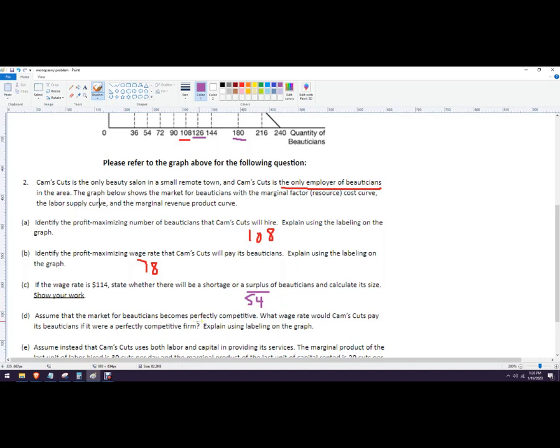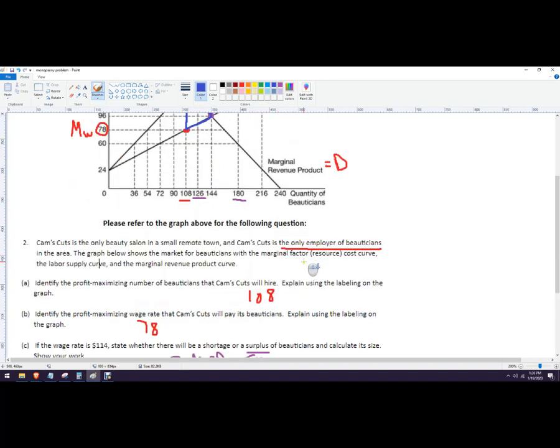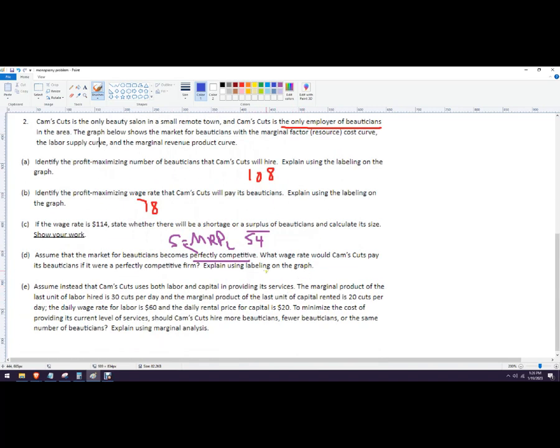Suppose the market for beauticians becomes perfectly competitive. Now we're just going to look where supply equals marginal revenue product of labor. What would be the wage rate that they would offer? We go to where supply meets that demand curve. They're going to offer 96 and they're going to hire 144. So the difference between the monopsonist outcome, which is this one here, and the perfectly competitive outcome, that right there, is known as the deadweight loss. All right, and so we've explained that.